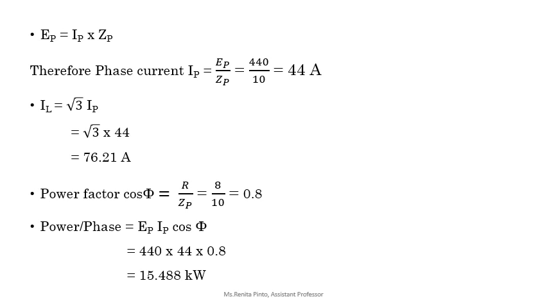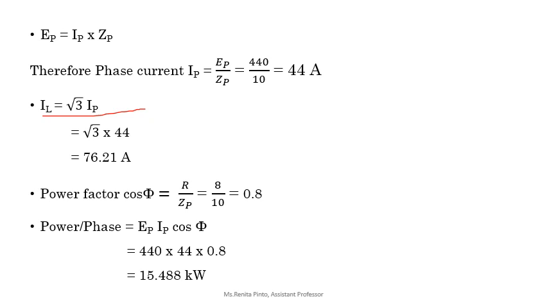IL is equal to root 3 IP for your delta connection. You already know IL is equal to root 3 IP. That means phase voltage is found out. That means now you can substitute in this equation, and find out what is the line current.